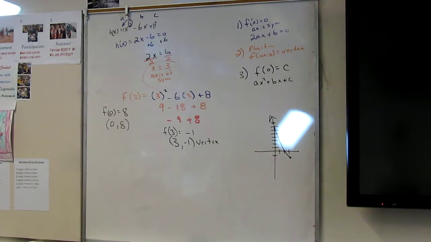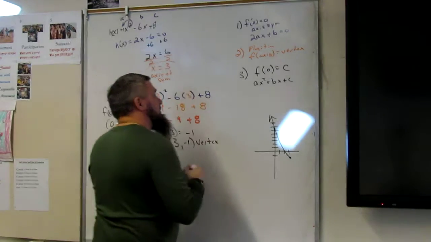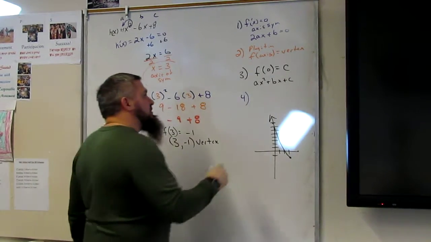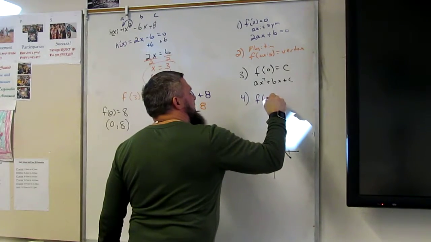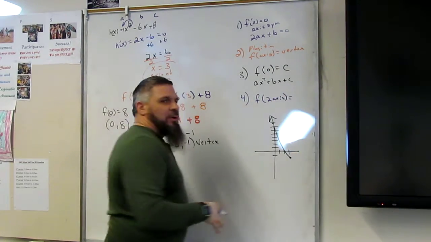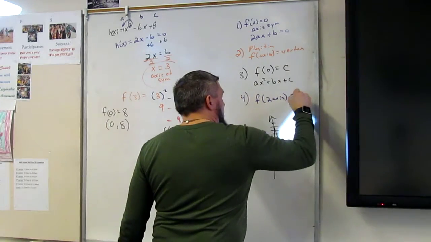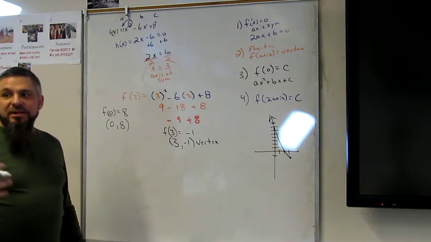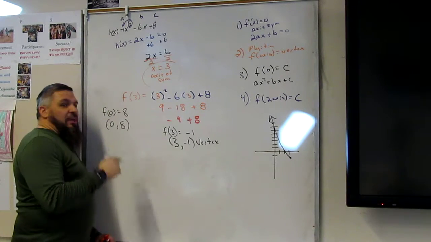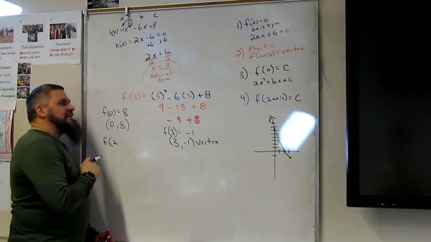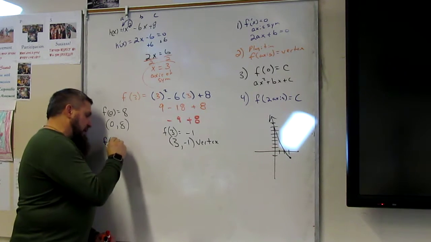Now, I've got to graph the other half. It's 2 times the axis. So step 4 is f of 2 times the axis. And what should that equal? The point is C. The point is symmetrical, right? So it better come up as C. So what is f of 2 times, what's the axis? 3. So it'd be 6.